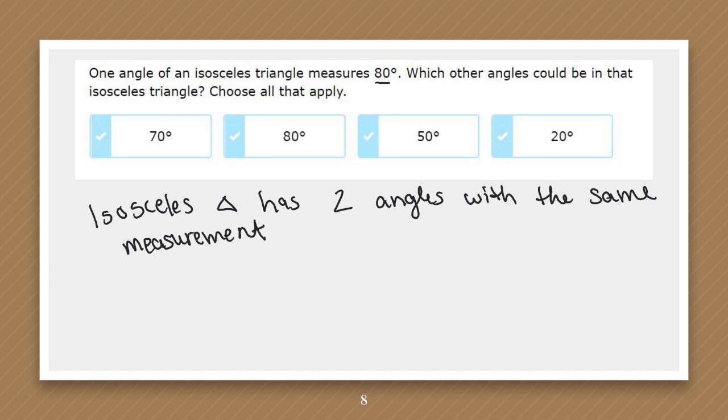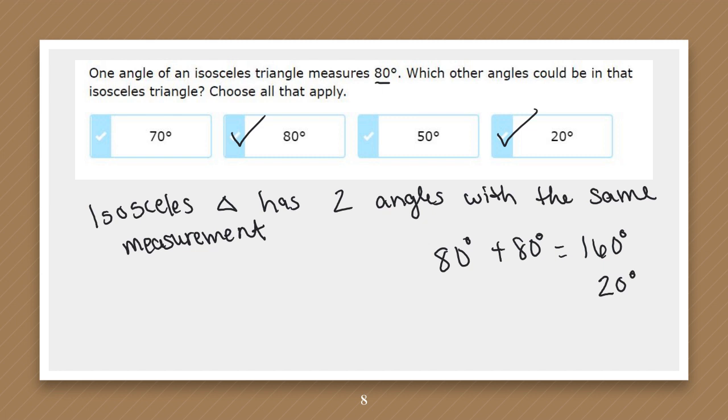So if two of my angles need to be the same, and I have one angle that's 80 degrees, I could have another that is also 80 degrees. And so 80 plus 80 would equal 160, right? And if a triangle needs to have 180 degrees, that means my other angle would need to be 20 degrees, right? So I already just proved that one could be 80 and one could be 20.